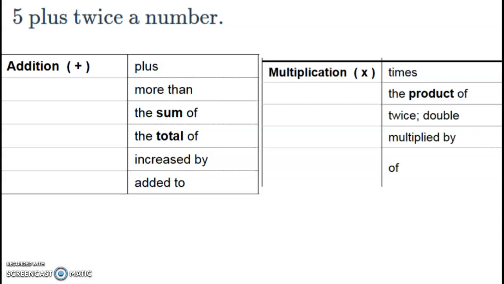So for this example here, we got 5 plus twice the number, and you got two key words here. You've got the plus, which indicates addition, and twice, which indicates multiplication, doubling of something. So that's going to let you know 2 with multiplication. So you got 5 plus, so you're going to do 5 plus twice a number. So it's 2 times the number and you're adding 5 to it. So 5 plus 2 times x.